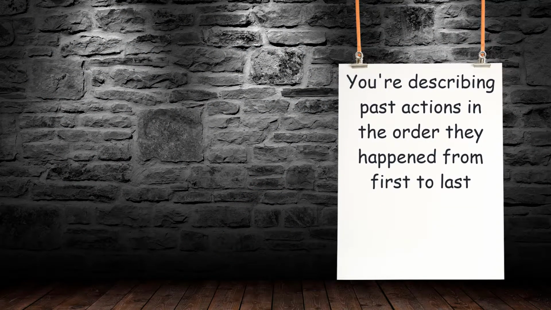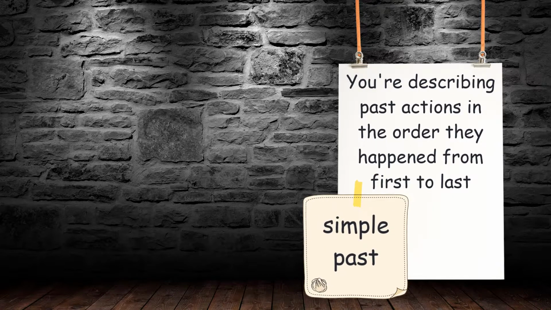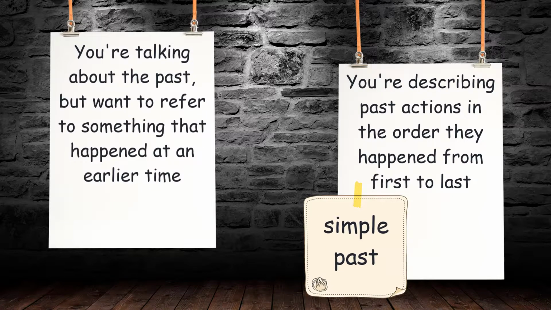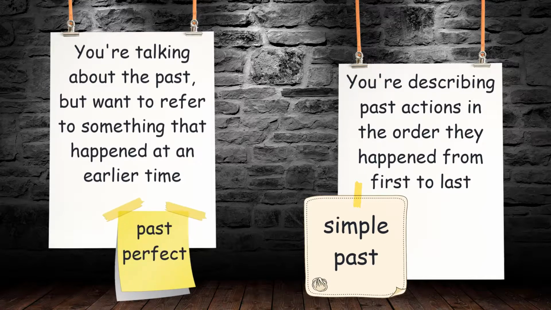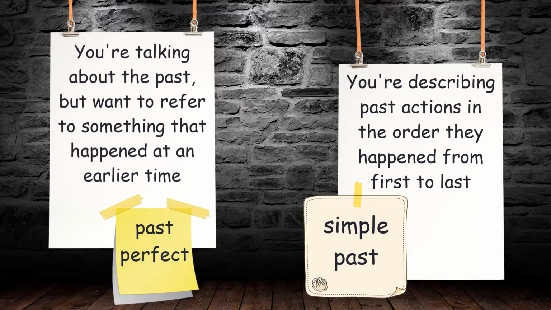In conclusion, when you're describing past actions in the order they happened from first to last, use the simple past. If you're talking about the past but want to refer to something that happened at an earlier time, you need to use the past perfect.